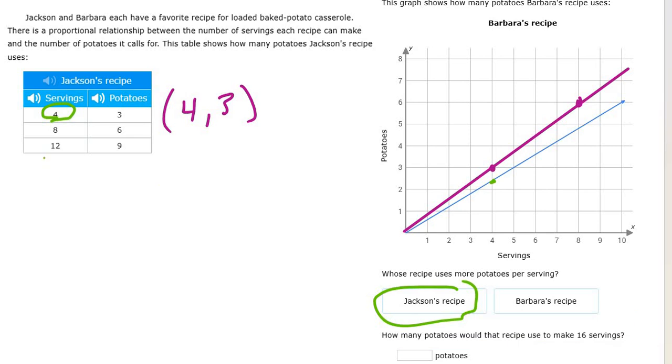So hey, how do we get 16? So I could go back and look at this table and go, okay, this is going up by 4 each time. And on the potato side, it's going up by 3 each time, so this would be 12.